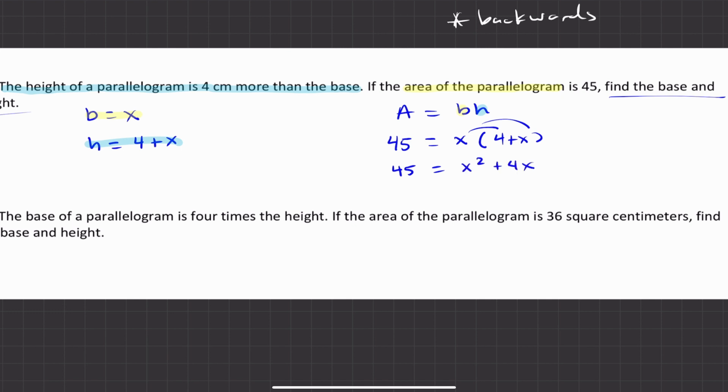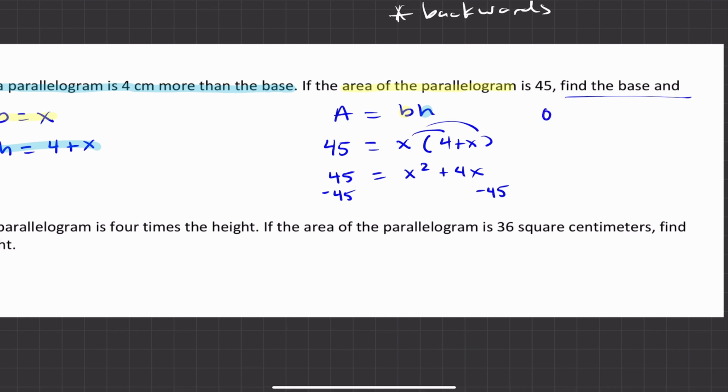And then, alright, I can see that I have an x squared. I can see I have a 4x here, and it's equal to some number. So that means that I'm going to have to factor in this case. So subtract both sides by 45. You should get 0 equals x squared plus 4x minus 45. And I'll rewrite that as x squared plus 4x minus 45 equals 0, because that's just who I am. I like to have the 0 on the right hand side.